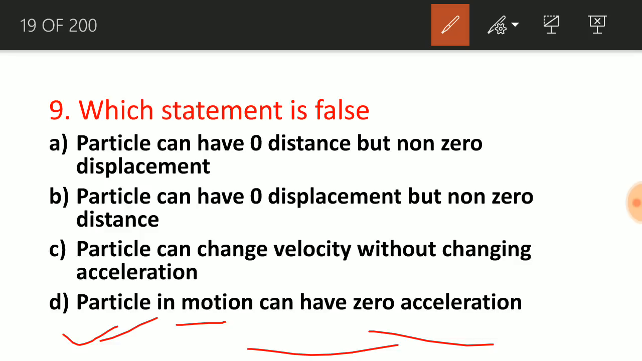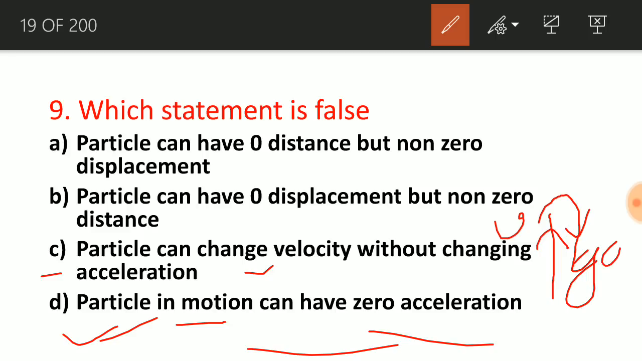In a uniform motion, acceleration is zero, there is no change in velocity. If you see option choice C, particle can change velocity without changing acceleration, this is also true, because when a particle goes up, the acceleration acts down, velocity acts up. When the same particle comes down, acceleration acts down in the same direction, but velocity acts down. Here velocity changes but acceleration is the same, this is also true.